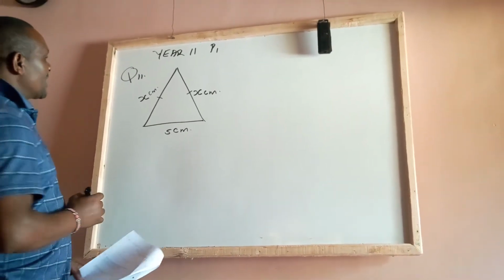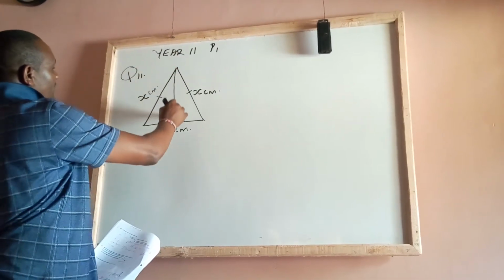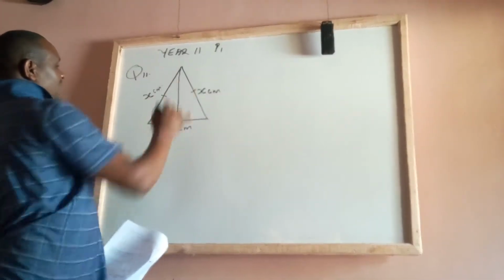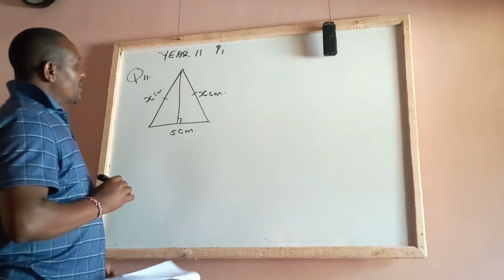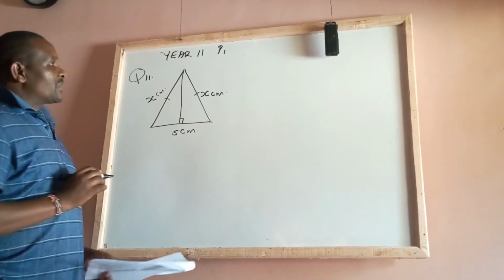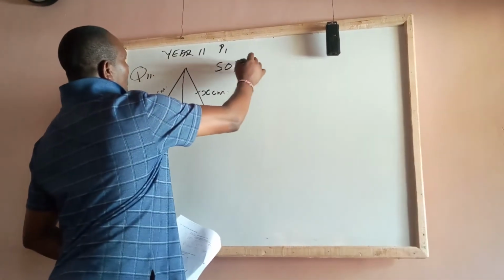What we need to understand is now that it's an isosceles triangle, we need to have a perpendicular bisector of that angle, which is perpendicular to the base. And this will enable us to use the trigonometric ratios, what we normally call SOHCAHTOA.